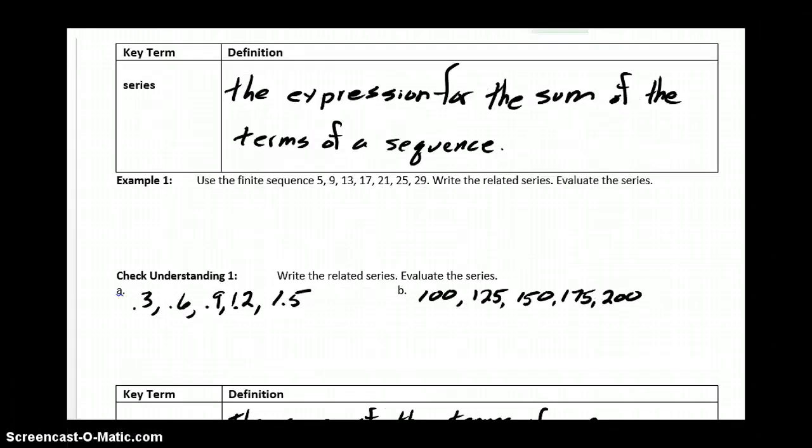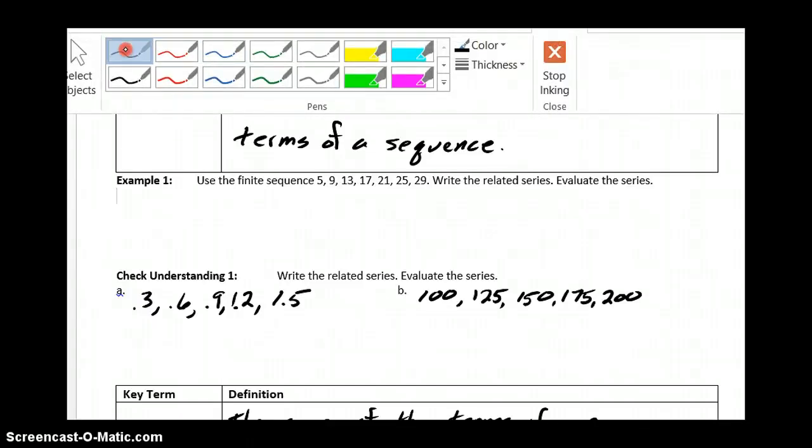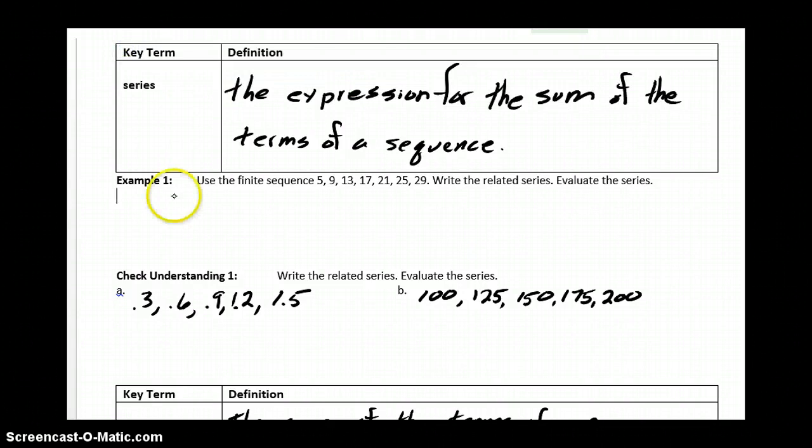Alright, now we're going to look at some definition of series. A series is the expression for the sum of the terms of a sequence. Example 1 says, use the finite sequence 5, 9, 13, 17, 21, 25, 29, and write the related series, and then evaluate the series. Well, the series simply means we are going to sum all of the values, all of the terms in our sequence. So we will add those up and we'll make it look like this.